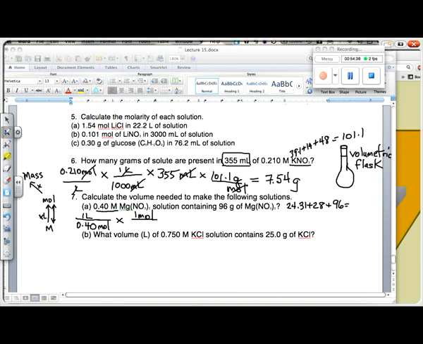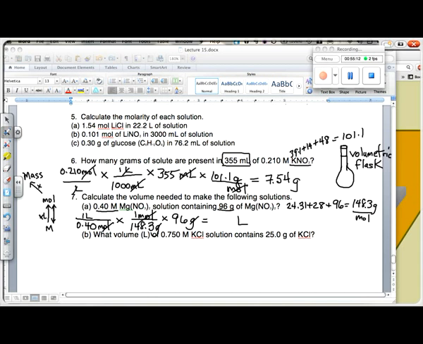So 24.3 plus 28 plus 96. And we end up with 148.3 as your molar mass, grams per mole. So in this problem, I'm going to put the mole part on top. I'm going to put the 148.3 grams on the bottom. This gets rid of my moles. And now I need to get rid of the grams, and I'm going to use the grams given in the problem. And now when I do the math, I will end up with liters.